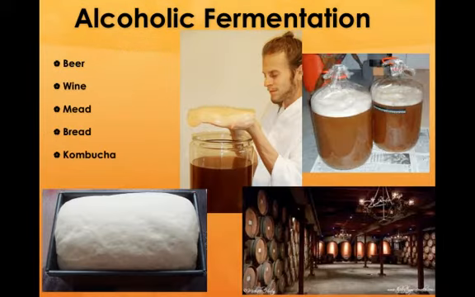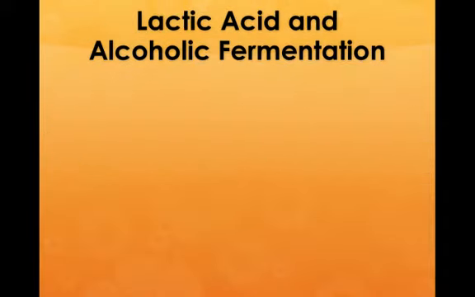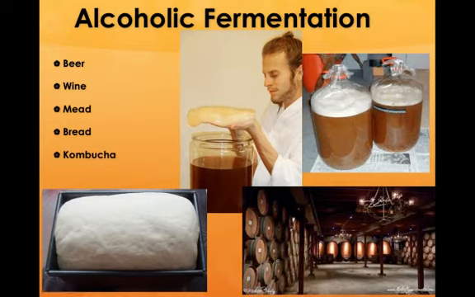Now, alcoholic fermentation, remember, we're producing ethanol from glucose, all right, and actually does not occur in the presence of oxygen, all right. It is involved with things like making beer and wine and mead, which is beer or wine made from honey, and making bread. And this thing is called kombucha. Kombucha is a fermented green tea that also includes both a lactic acid and alcohol fermentation.